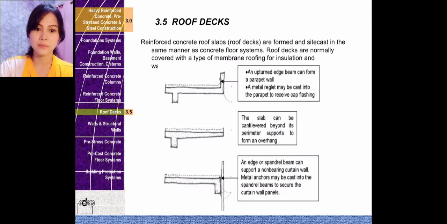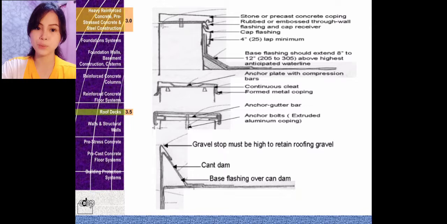In the last figure, an edge or spandrel beam can support a non-bearing curtain wall. Metal anchors may be cast into spandrel beams to secure the curtain wall panels. It is a horizontal structure made of steel or concrete constructed along the perimeter of the building to take the wall loads or some of the roof loads coming over it. So these are a few material specifications of a roof deck.